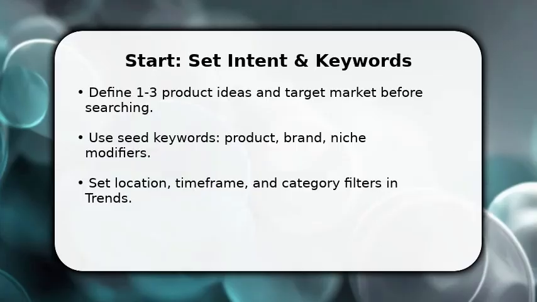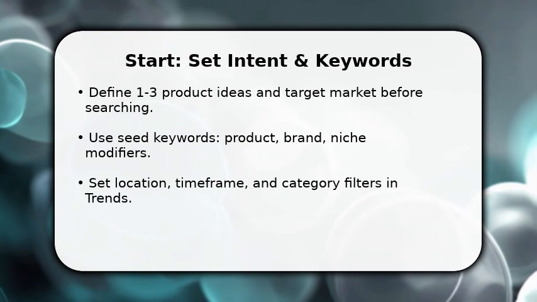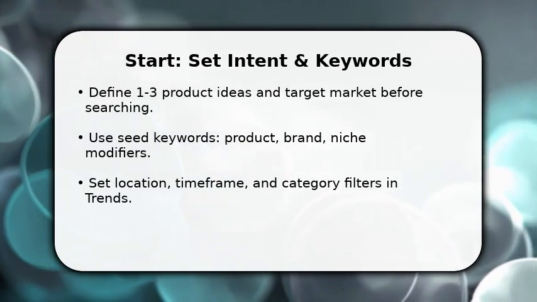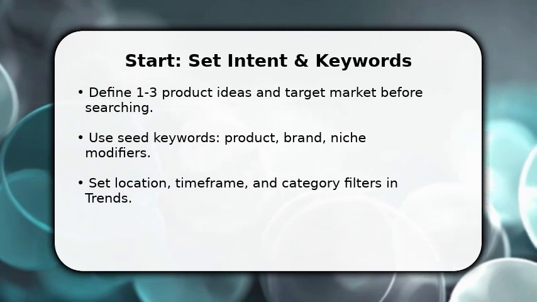Please enjoy the video. You begin by deciding on 1 to 3 product ideas. This guides every trend query. Open Google Trends and enter seed keywords. You need variants and modifiers.